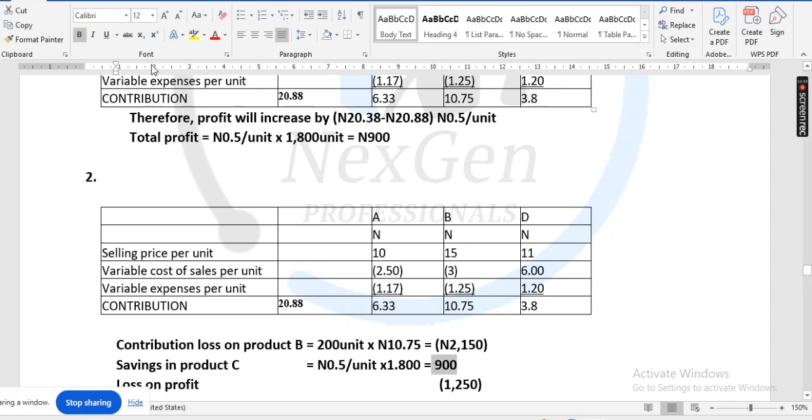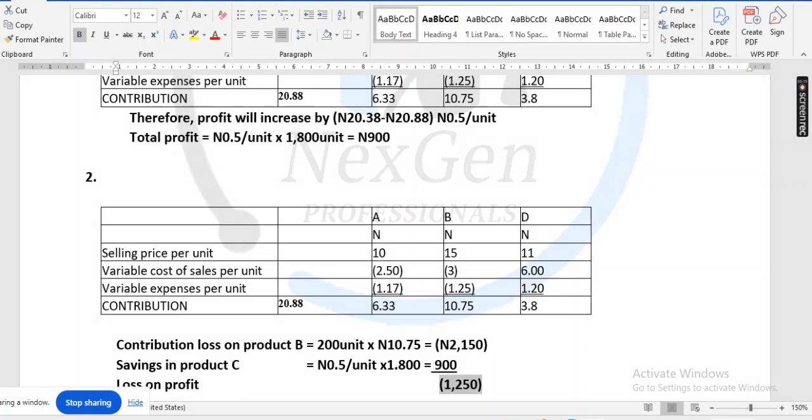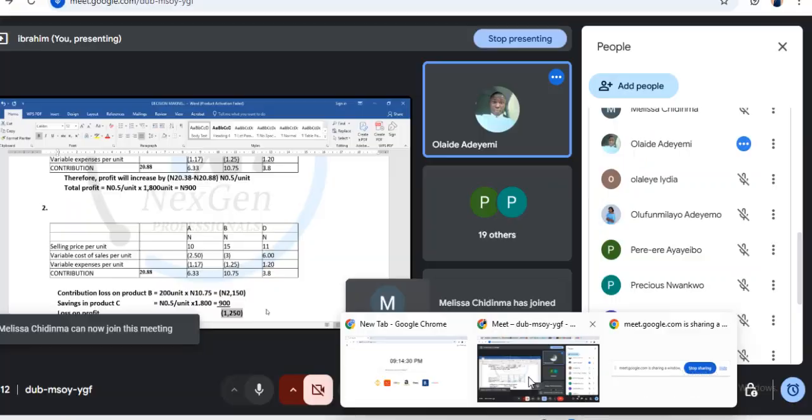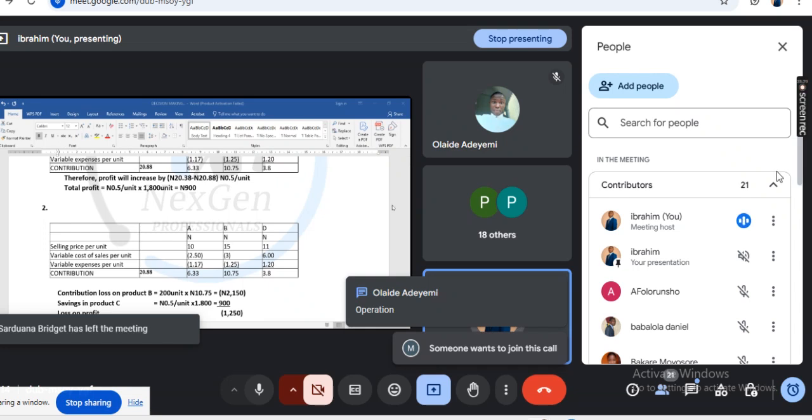Class, if you did not understand this analysis, let me know. If you did not understand, unmute your mic. Who is the first person? I'll check now. Sorry. Hold. Who is the first person?